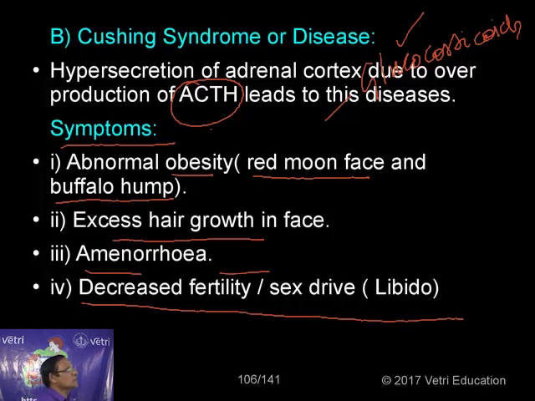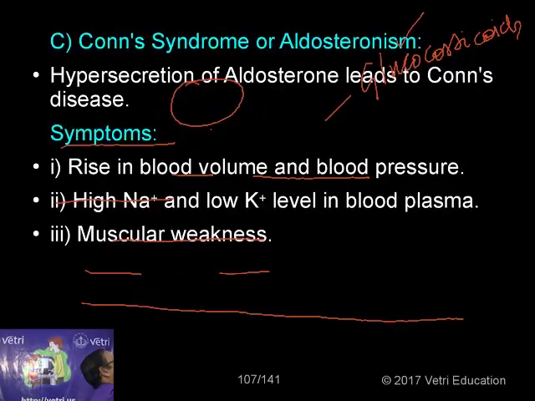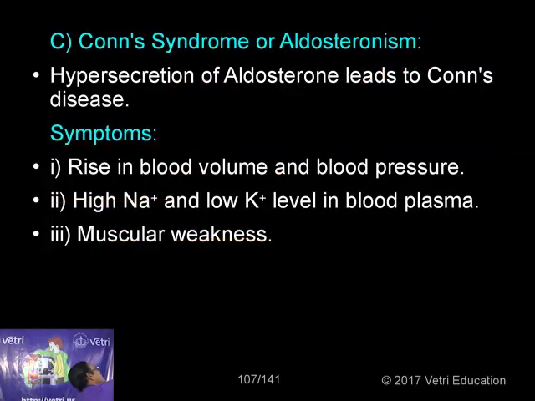So this is not because of the oversecretion of either ACTH or glucocorticoids. Another one is because of oversecretion of the adrenal cortex, particularly the mineralocorticoids. These are the first two, either over or under secretion of glucocorticoids. Now this disorder is because of hypersecretion of aldosterone, a mineralocorticoid, and that is called Conn's disease.